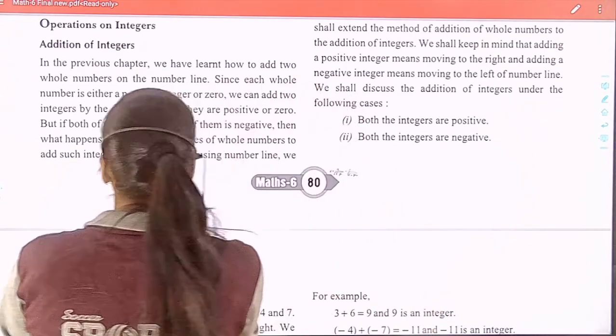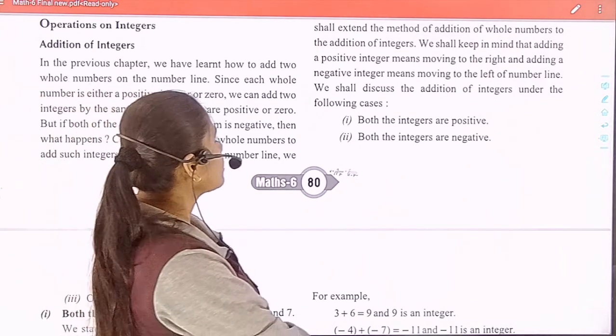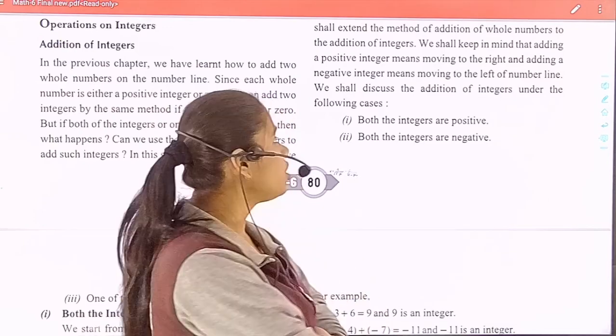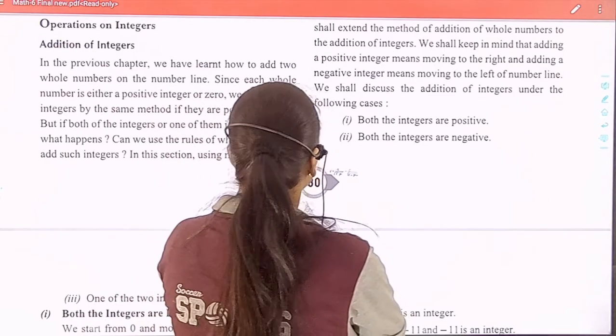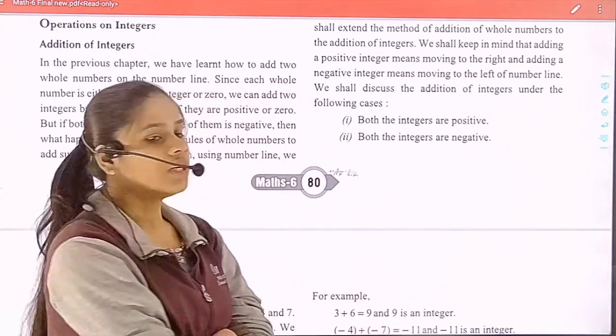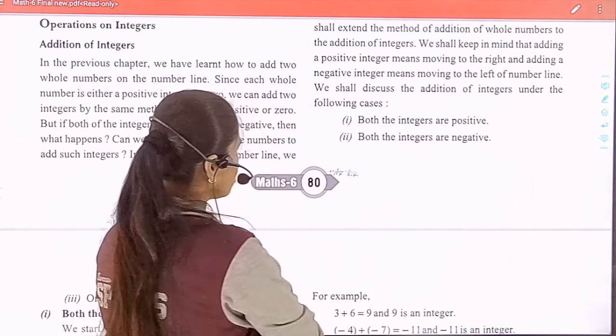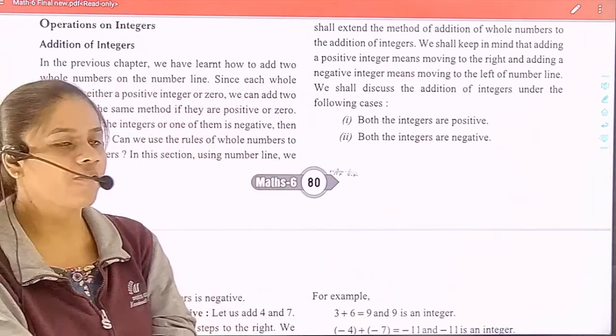What is addition of integers? If they are positive or zero, both integers, and one of them is negative, then what will happen? So shall we extend the method of addition of whole numbers to the addition of integers? So what will we keep in mind? That the positive integer moves right, and adding a negative integer means it will move left on the number line.